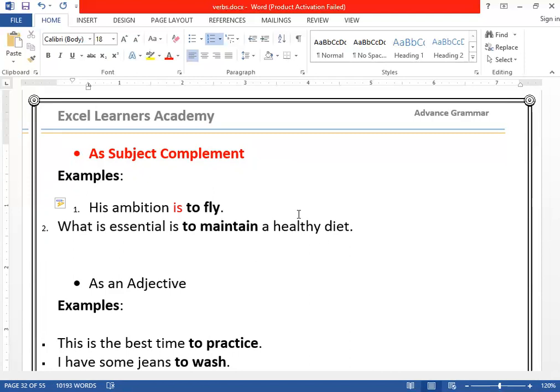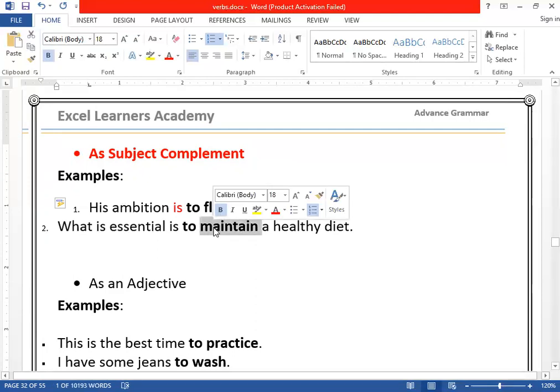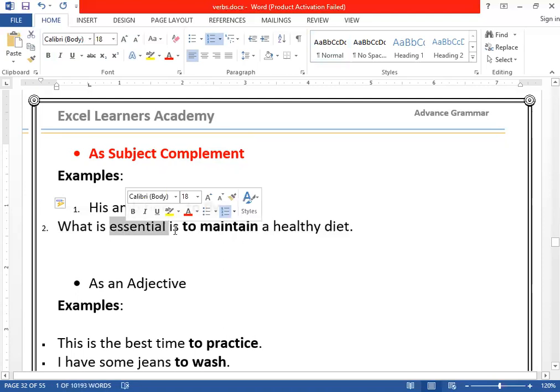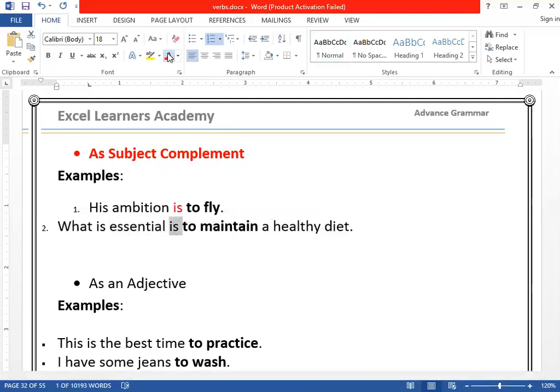Clear? We call it subject complement. For example, what is essential? What is essential to maintain a healthy diet? Essential is the verb, and "to maintain" is an infinitive. It completes the meaning of the subject. What is essential? To maintain a healthy diet.